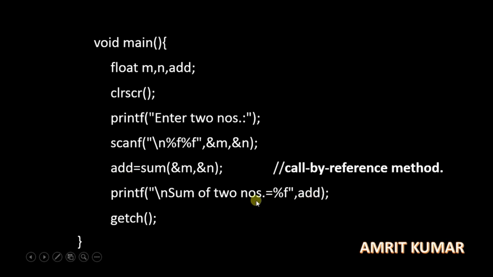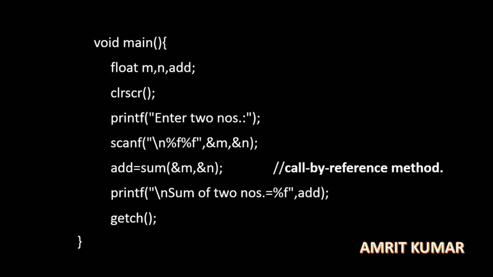So the sum of two numbers is going to be in the add variable. So whatever value this function returns is going to be assigned in this add variable, and I have printed that add. After that I have used the getch function, which is used to get a character from the keyboard, and after that this main function is going to terminate. It means our whole program has run successfully, or we can say the whole program is successfully done.